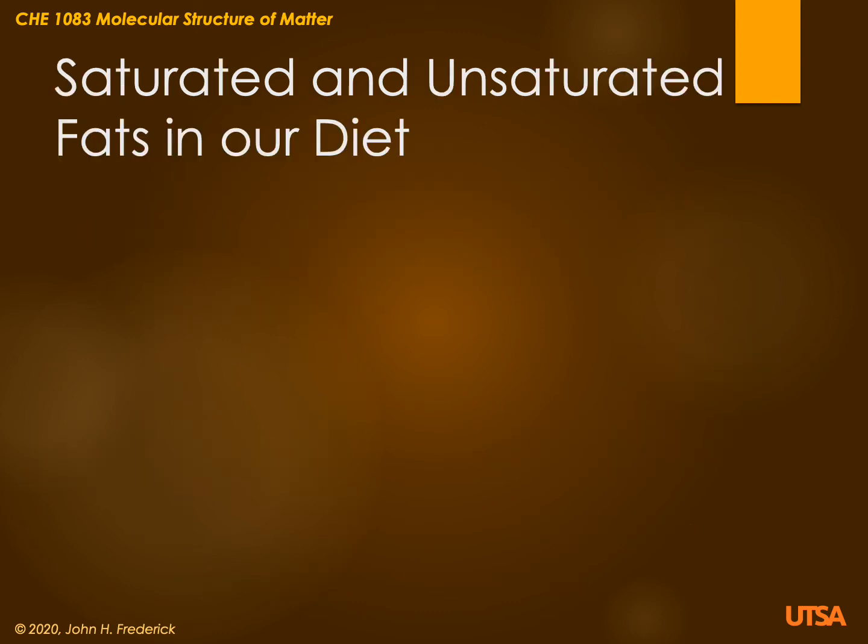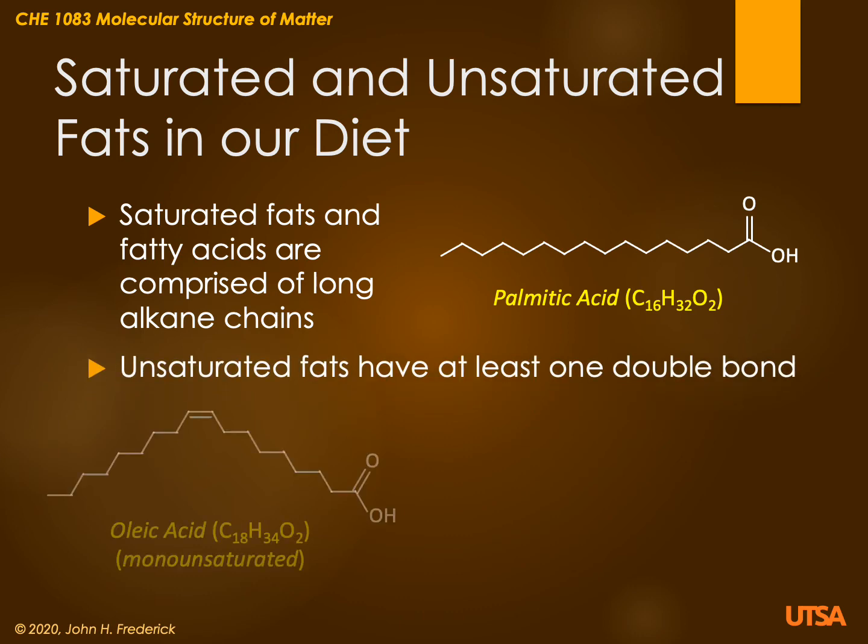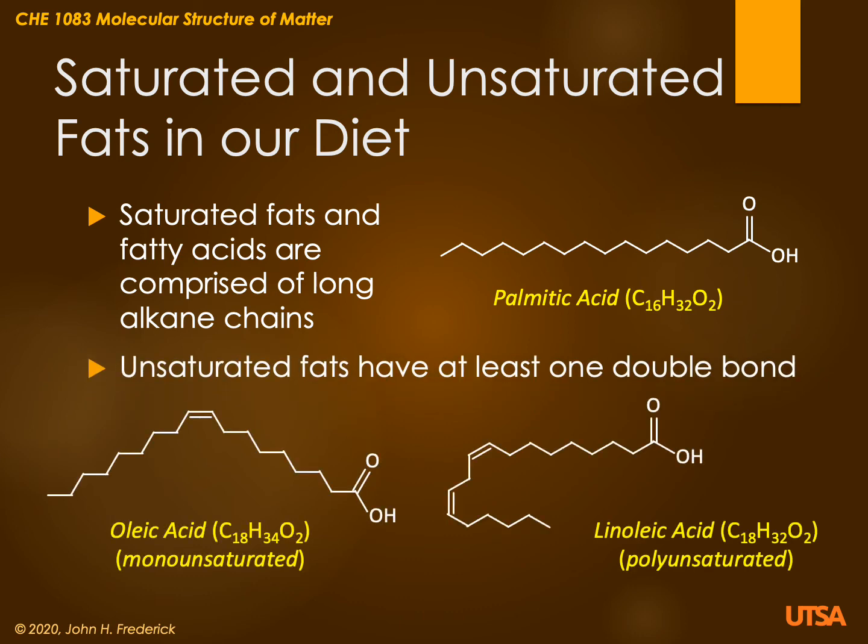So why is this important? Well, you may have heard talk about saturated and unsaturated fats in our diet. Saturated fats are ones that have no carbon-carbon double bonds. Now, you may notice that there is a carbon-oxygen double bond, but we're really focusing on the hydrocarbon part of palmitic acid to say that it is a saturated fatty acid. Unsaturated fats have at least one double bond in them. So for example, oleic acid or linoleic acid have double bonds in them.